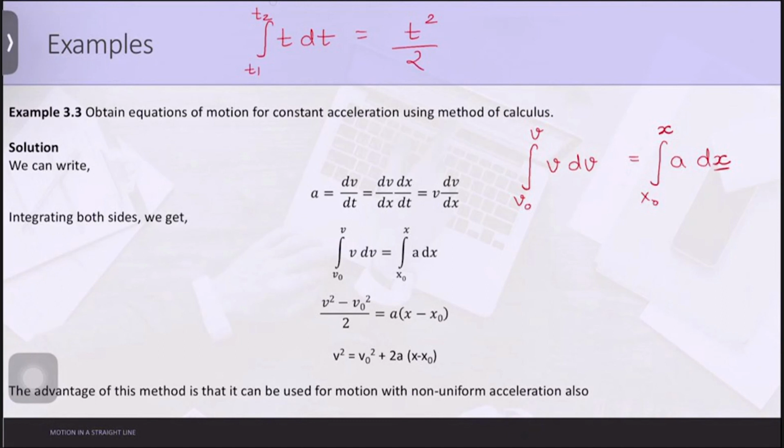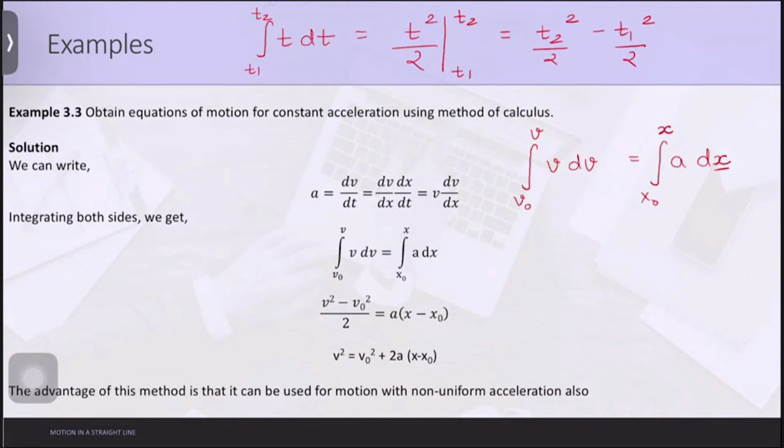So it's nothing but t to the power n plus 1 upon n plus 1. As the value of n was 1 before, it's 1 plus 1, that is 2 upon n plus 1, which is again 2, in limits t1 to t2. So just put those values, so it's nothing but t2 square minus t1 square by 2.